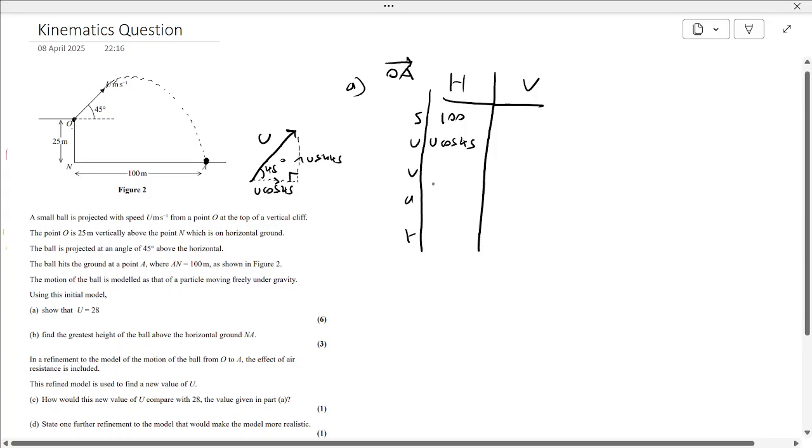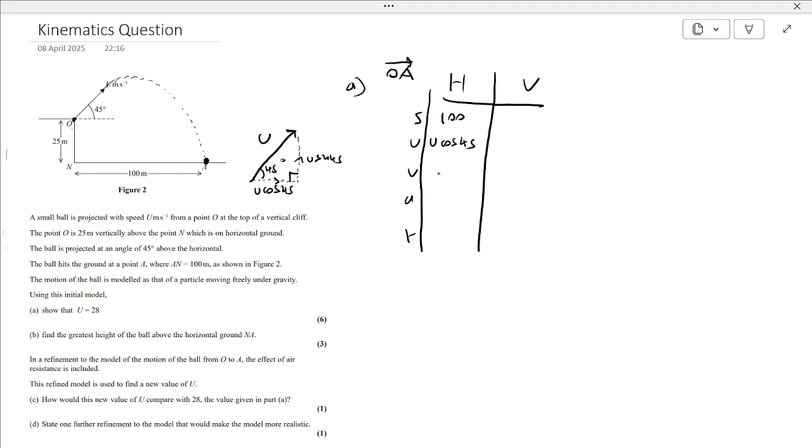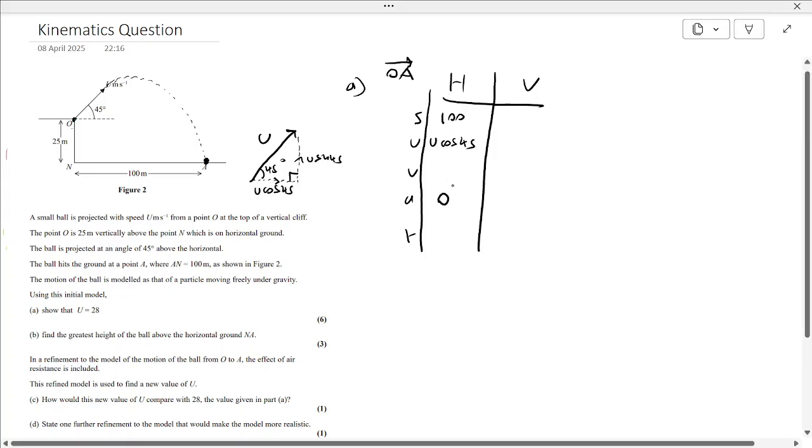V, very often you don't really care about V, unless it asks you to find the value of V. Especially the horizontal velocity, we know it's always going to be the same. I'm going to skip over this one for now. A is always 0, and T I'll skip for now as well because we're not told T.